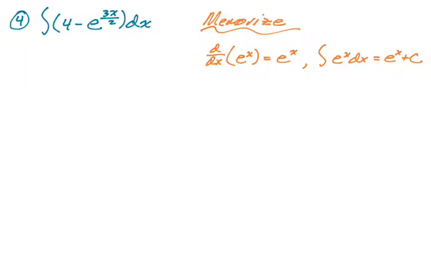You have to memorize the derivative of e to the x is e to the x. And because it just comes up all the time, the integral or the antiderivative of e to the x dx is e to the x plus c. That's going to come up a ton, and we're going to make use of it all the time.